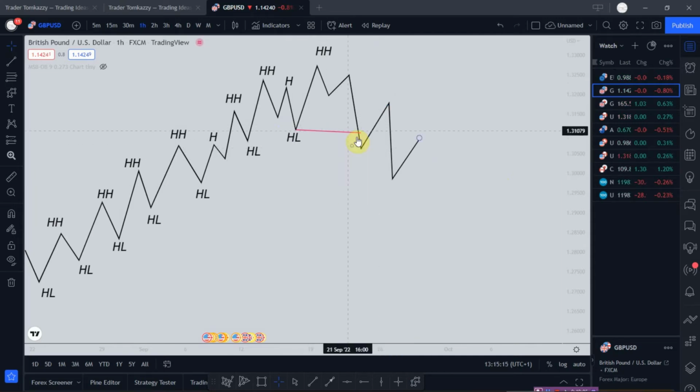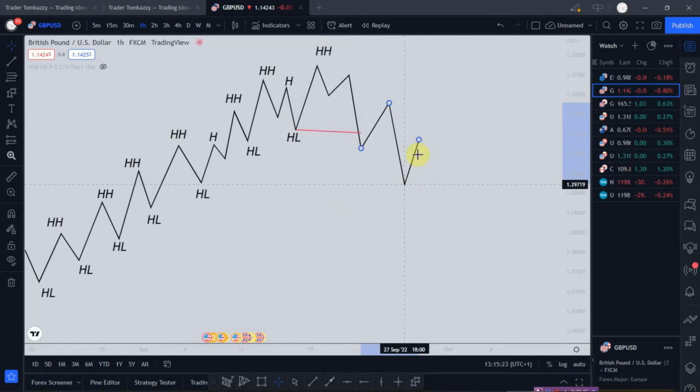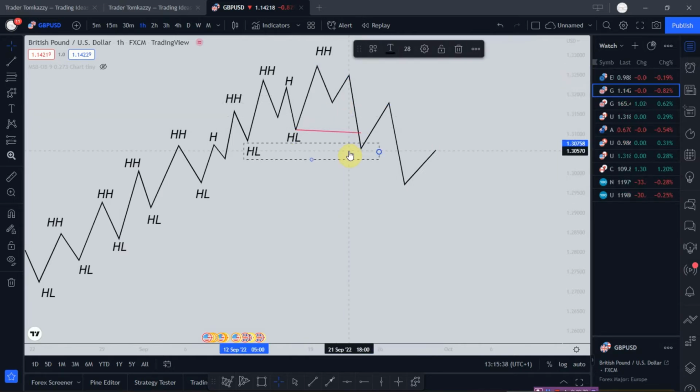Good. Now that this low here is lower than this higher low here, we call it what? Lower low. We call it a lower low because the low here is lower than this higher low here. So we call it what? A lower low, or even this low.